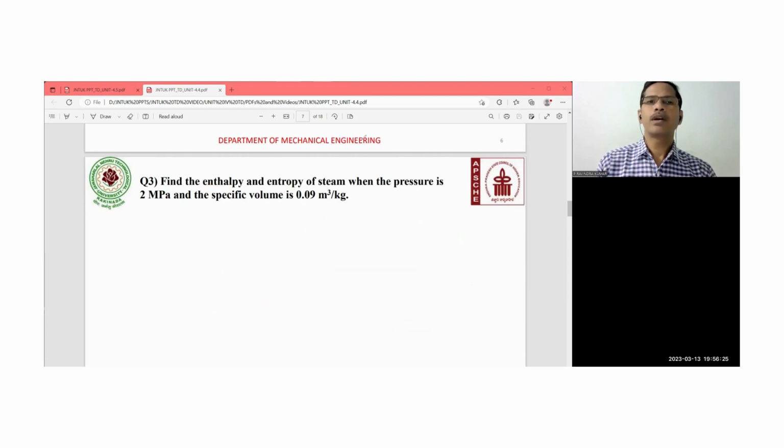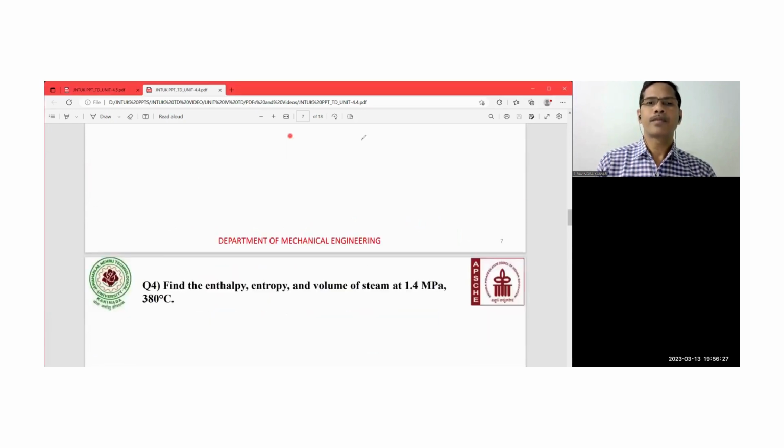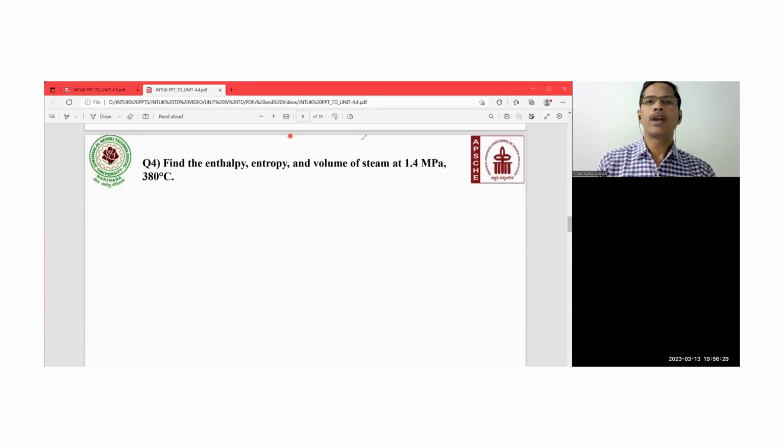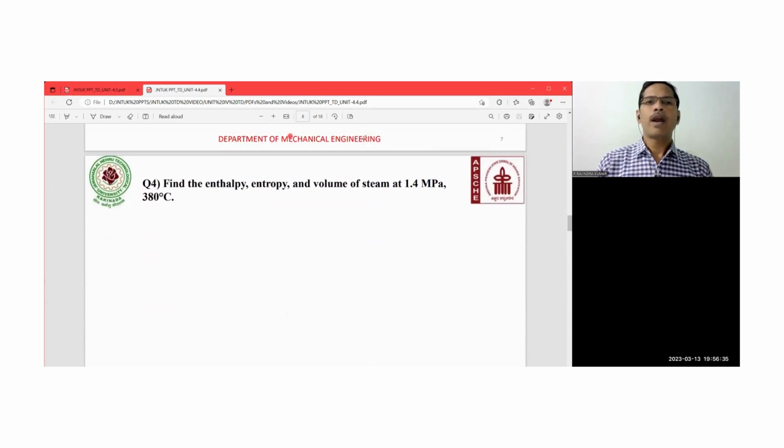Next, moving on to another problem. Here, find the enthalpy, entropy and volume of the steam at 1.4 megapascal and 380 degree centigrade. In this case, how are you going to find out?